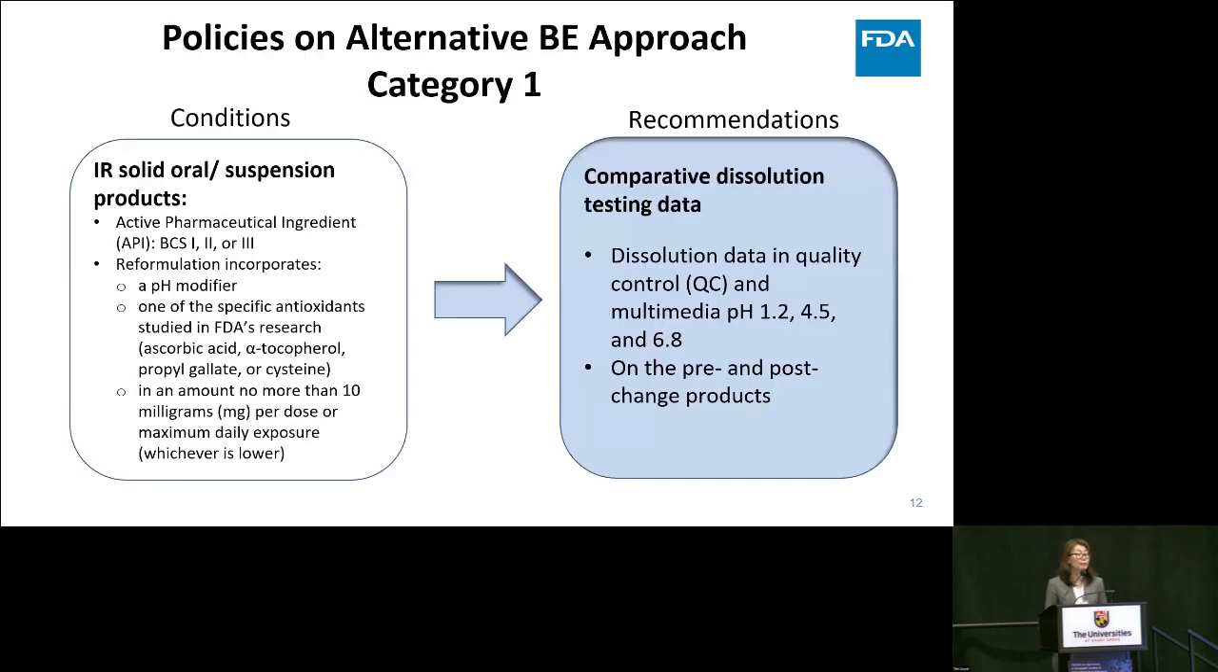FDA established the policy on this alternative BE approach, and it separates that into 3 categories. The first category: immediate release solid oral drug products or oral suspension drug products with the API being BCS1, 2, and 3, and the reformulation including a pH modifier or one of the specific antioxidants studied in the FDA's research, with the antioxidant amount no more than 10 milligrams per dose or maximum daily exposure, whichever is lower. For this category 1, FDA's recommendation is comparative dissolution testing data in the QC, quality control medium, and multi-pH 1.2, 4.5, and 6.8 on the pre- and post-change products. In general, that should sufficiently support this change.